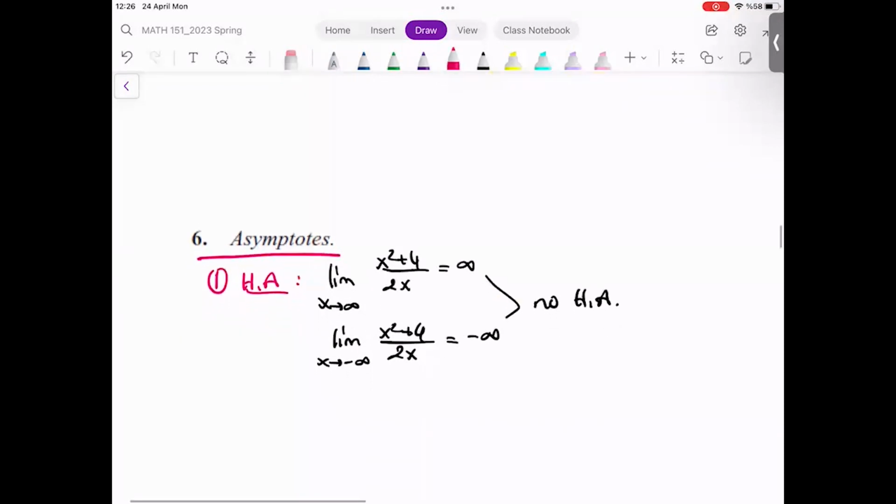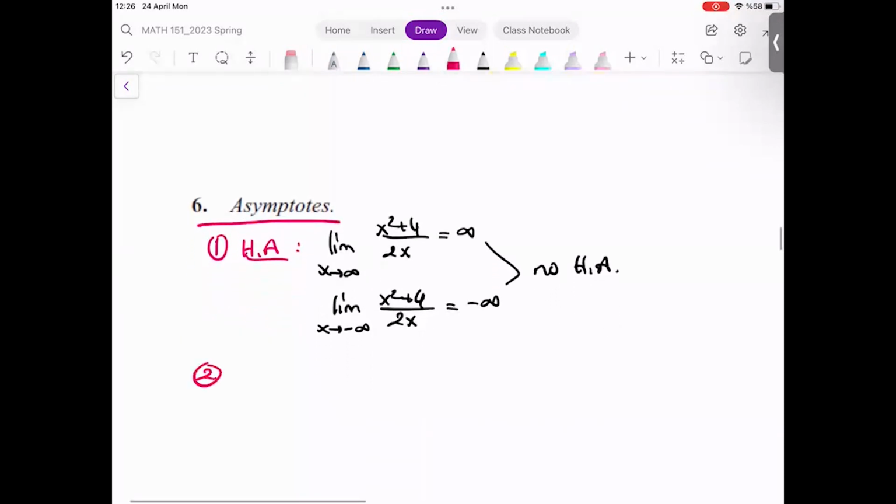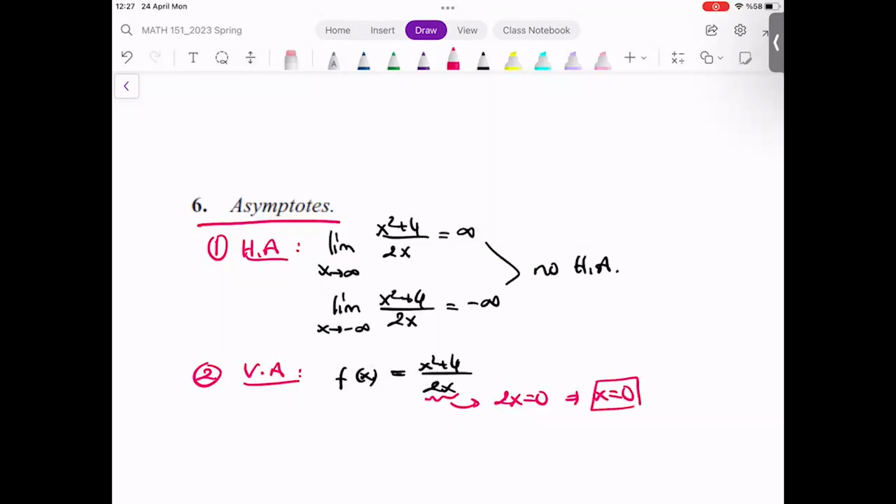Let's search for vertical asymptote now. To search for vertical asymptote, you look at your function and you try to find a point where it is undefined. Basically, you look at the denominator. So if there is a point where denominator is 0, then this vertical line is a candidate for vertical asymptote. But you cannot just say this is a vertical asymptote and move on.